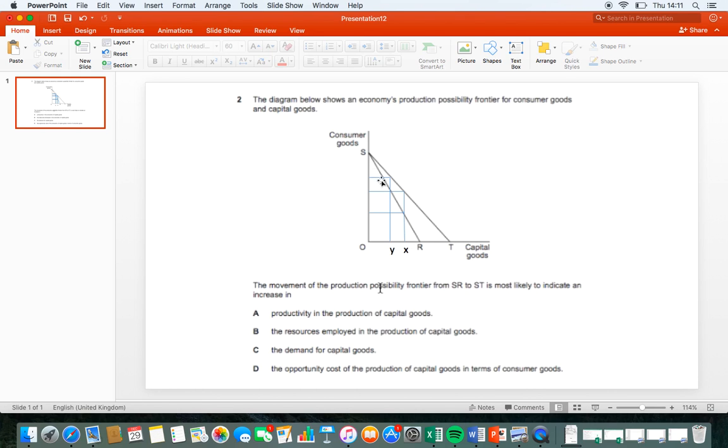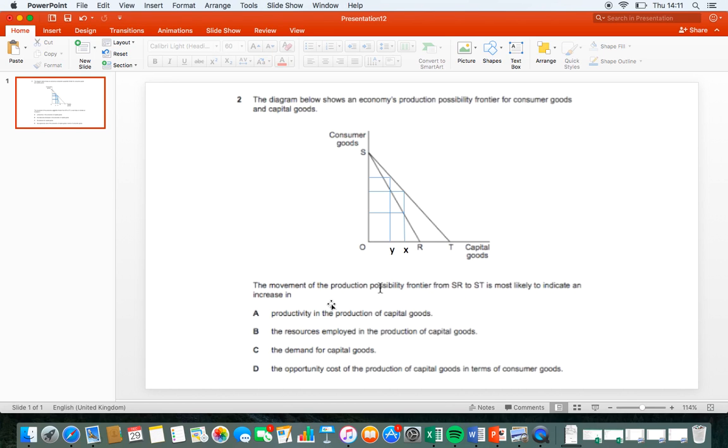if with available resources, more capital goods can be produced, this proves that the economy is better equipped to produce capital goods. Okay, so the resources, when they're switched from consumer goods to capital goods, will be more productive at producing capital goods.